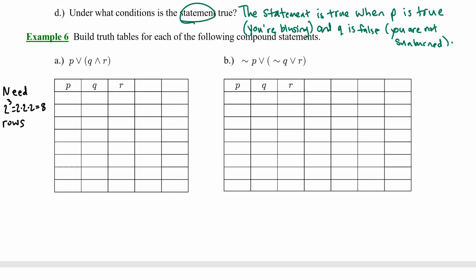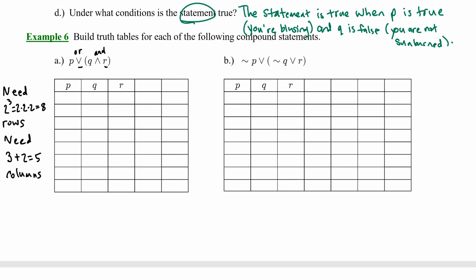Now, looking at our first example, P or Q and R, let's figure out the number of columns. Well, I have 1, 2, 3 simple statements. So we're going to need 3 columns, and I have 1, 2 more connectives, or 5 columns. So this is going to be an 8-row, 5-column truth table.